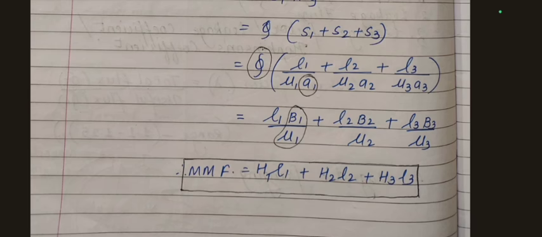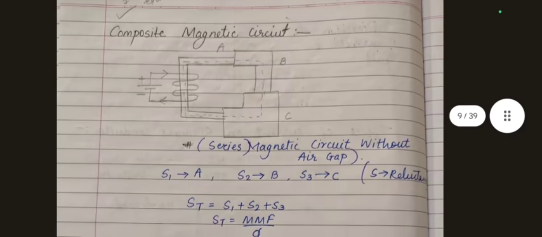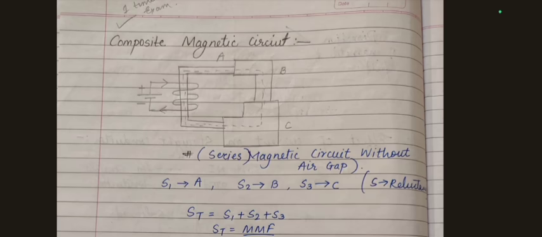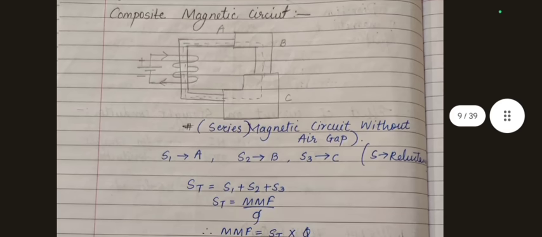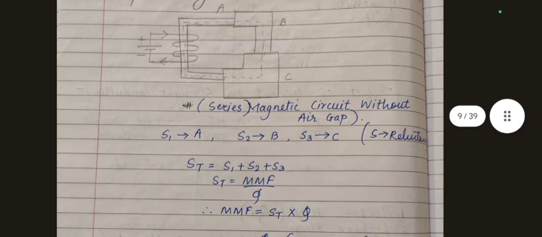Till here I think it is easy. Now what is B upon mu? That is flux density upon permeability. It is H, that is magnetic field intensity. So just substitute, and you will get the final formula as MMF is equal to H1 L1 plus H2 L2 plus H3 L3. This is the final formula which you have to write, and this is the derivation. It is very easy, but the chances of it coming are not that high. So just remember this point, so we have to cover it.